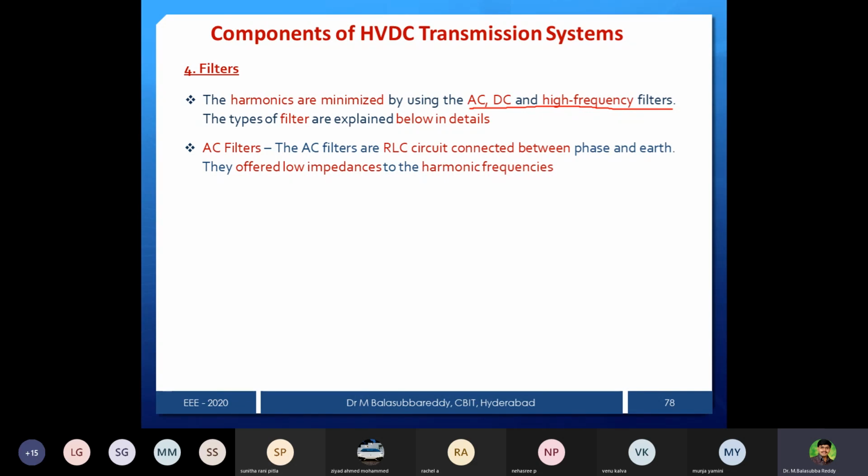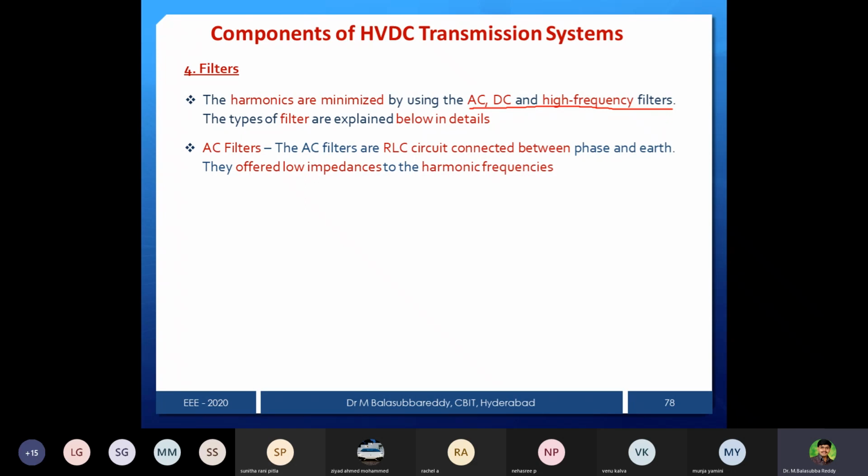So all these things may be different, but for the ones I use as converter components, we have to specify everything. Briefly, I'm going to explain what the component function is here. There is an AC filter, an RLC circuit connected between phase and earth. We also noticed it on the AC bus bar side. After the converter side we connected a DC filter. So those are the different types of AC and DC filters we observed.